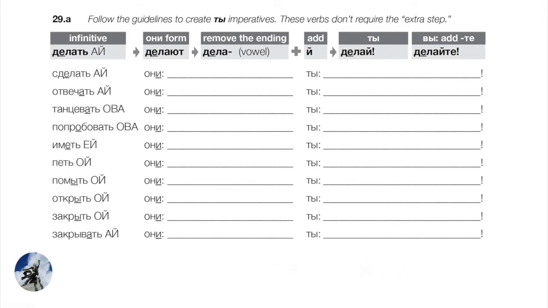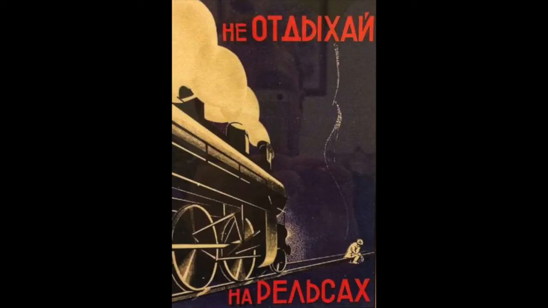Now, the imperfective for close would be закрывать. That would give an imperative, right? We're back to the И pattern. Закрывай, закрывай. We'll talk more about the aspectual difference in imperatives tomorrow, but you may already ask yourself, what would the difference be? Try to take a guess, and we'll talk more about it tomorrow. We're going to get some good advice today. Не отдыхай на рельсах. Don't relax on train tracks. That's just some good advice.